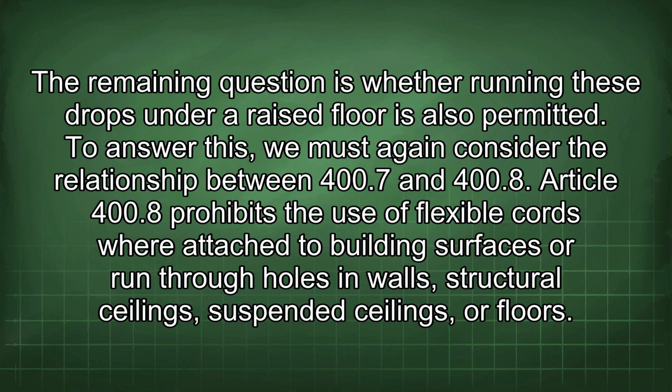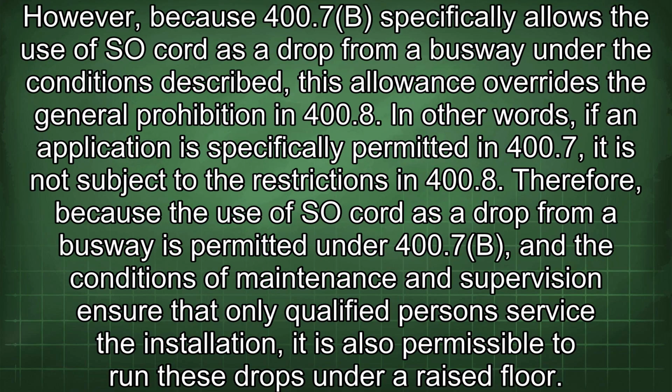Article 400.8 prohibits the use of flexible cords where attached to building surfaces or run through holes in walls, structural ceilings, suspended ceilings, or floors. However, because 400.7(B) specifically allows the use of SO cord as a drop from a busway under the conditions described, that allowance overrides the general prohibition in 400.8.